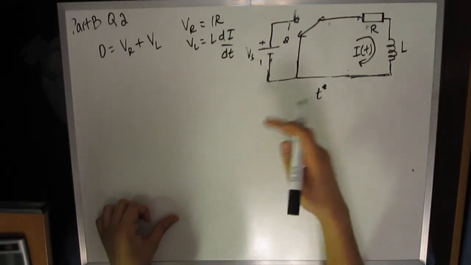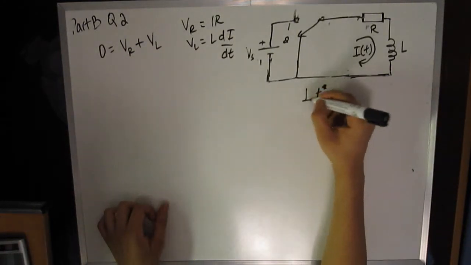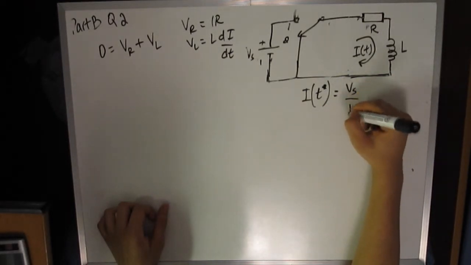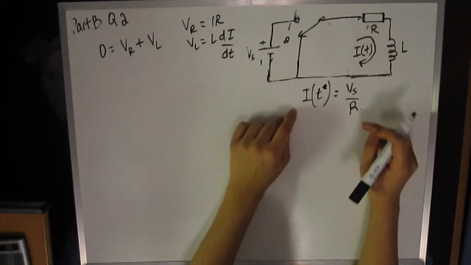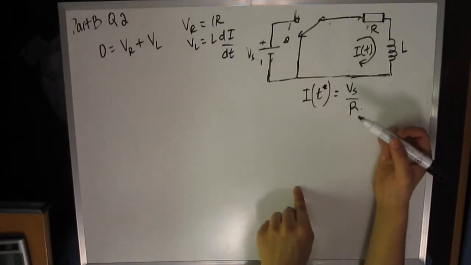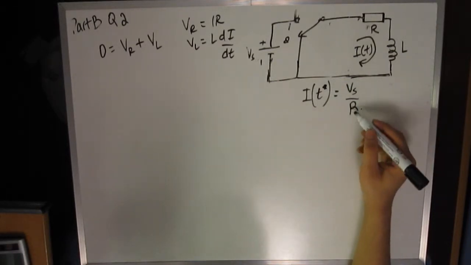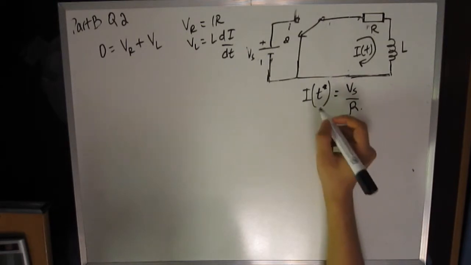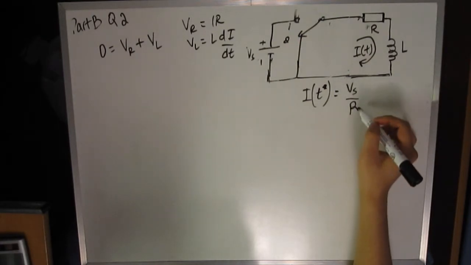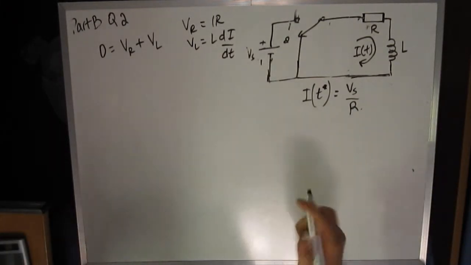Just to note, we do have an initial condition for this equation, where I at T star is equal to Vs over R. This initial condition is derived from the first part of this question. If you noticed, we took the limit as t approaches infinity, where the current stabilizes at Vs over R. So in this case, we're waiting till T star, where we then move the switch from 1 to 2, such that the current has stabilized at Vs over R. So this is our initial condition. We just need to keep that in mind for later on.